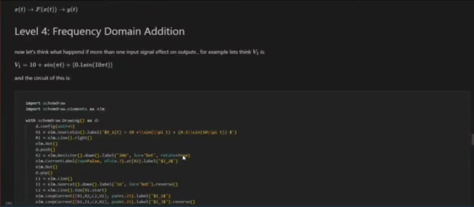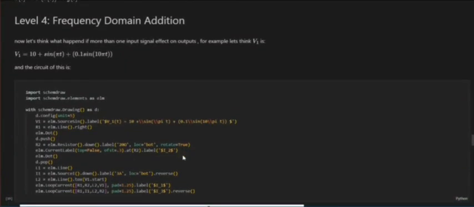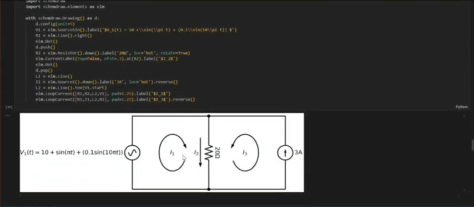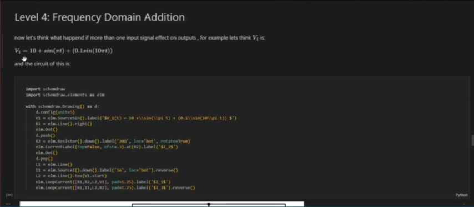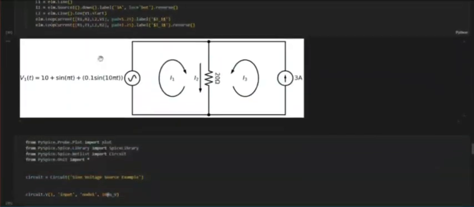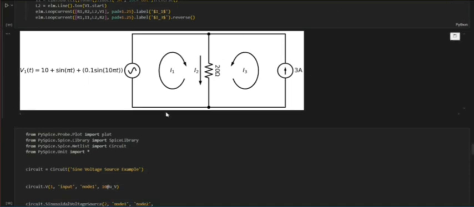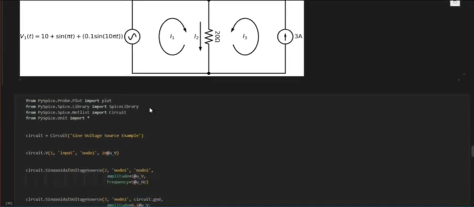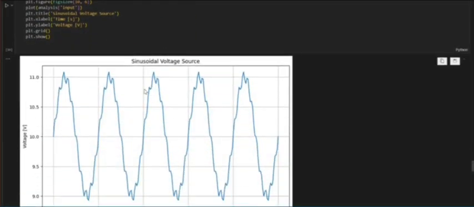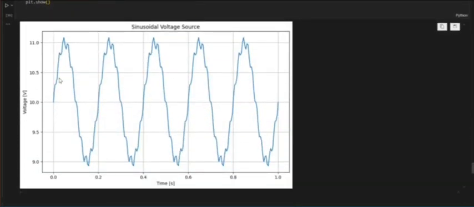And level 4, adding frequencies. What if we add more complexity? Say V1 becomes V1(t) equals 10 plus sin(πt) plus 0.1 sin(10πt). In this case, we have three parts in V1: 10, sin(πt), and 0.1 sin(10πt). And for this electrical circuit, each part affects the matrix individually, and the sinusoidal voltage source is like this.